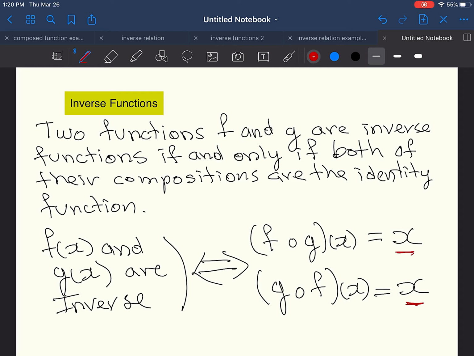Then the function f and the function g are inverse functions if and only if when you find f composed with g, the final answer is x, and both of their compositions are the identity function, so g composed with f is also the identity x. Using one example, I'm going to show you how to apply this concept to prove that two functions are inverse.